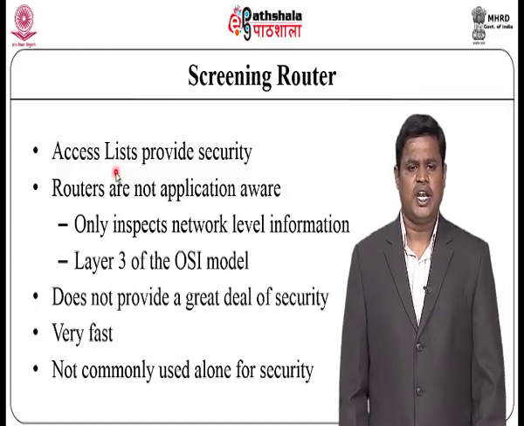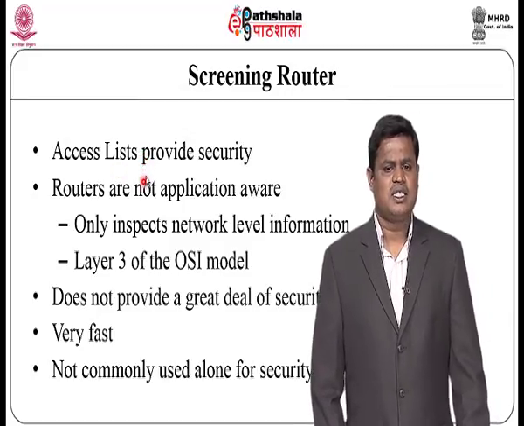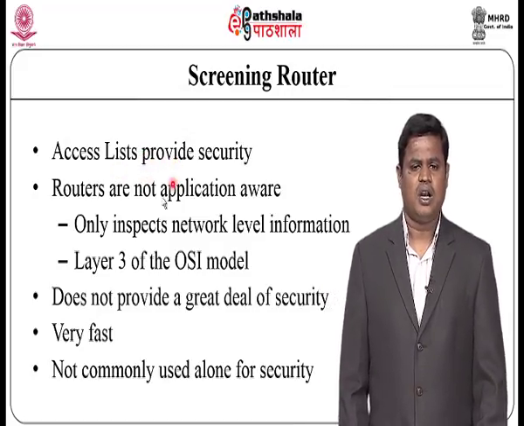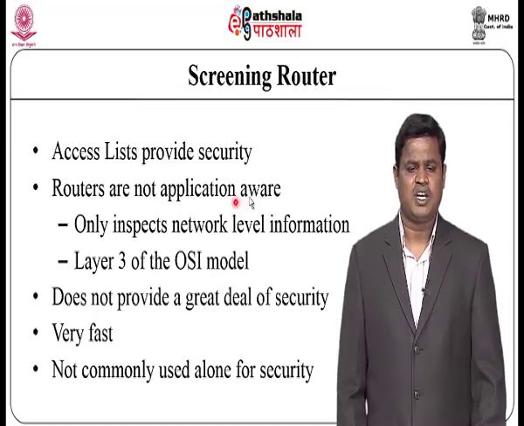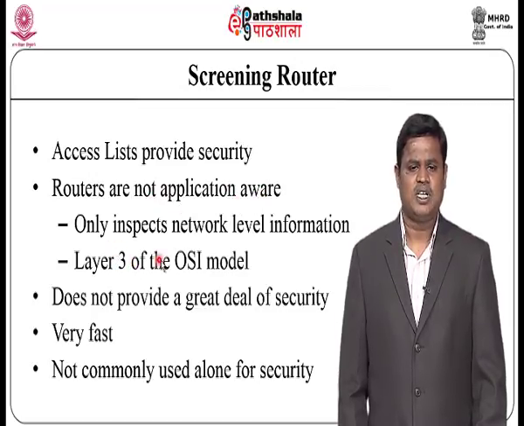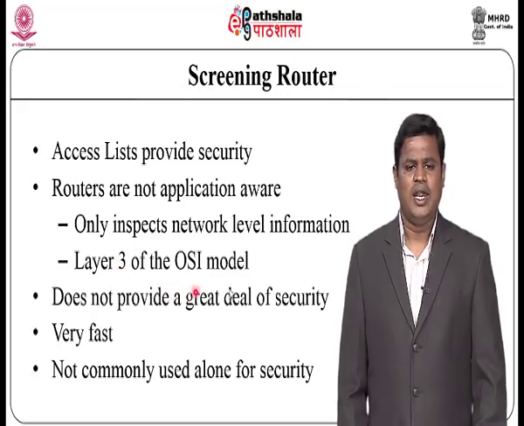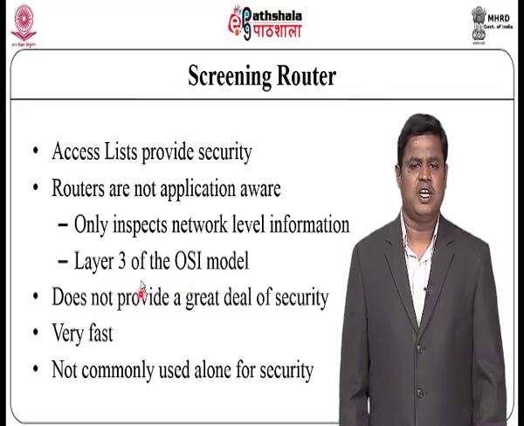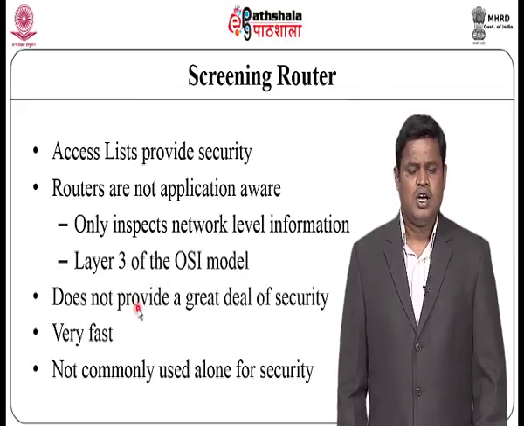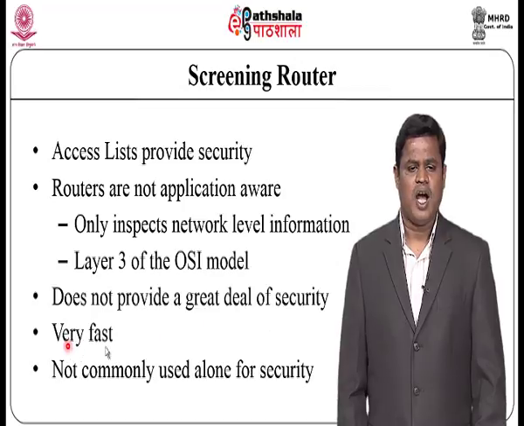Screening router is where access lists provide the security. Routers are not application aware, so they only inspect the network level information, like layer 3 of your OSI model. Only that they are able to see, as what we saw in the case of your first generation firewall. It does not provide any great deal of security, it is very fast, and not commonly used alone for security.